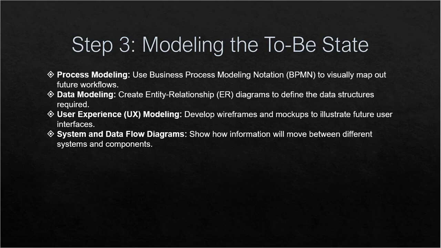System data flow diagram, basically these four are the modeling of the to-be stage. So in process modeling, we will create the business process modeling, like BPMN. Users usually map the future functions, the process flow diagram, the flow charts, swim lane diagrams. These are the diagrams, or the process flow diagram, we draw for process modeling.